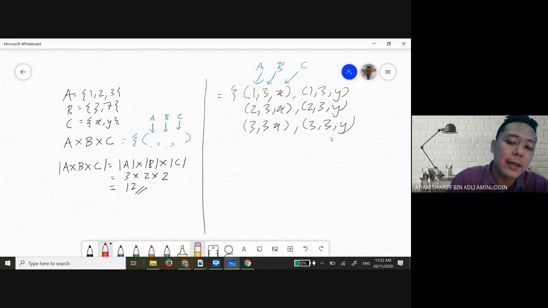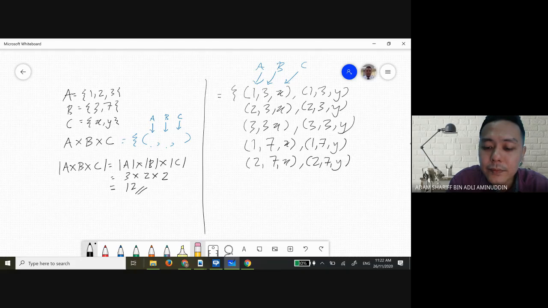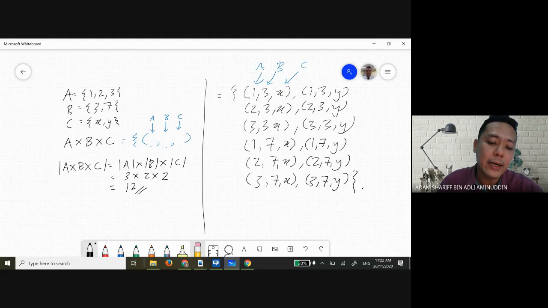Okay, I just managed 6. I need 6 more. So saya dah habis 13X. Saya buat 17X, 17Y, 27X, 27Y. Close the bracket. So right now I have 12 distinct ordered triplets.